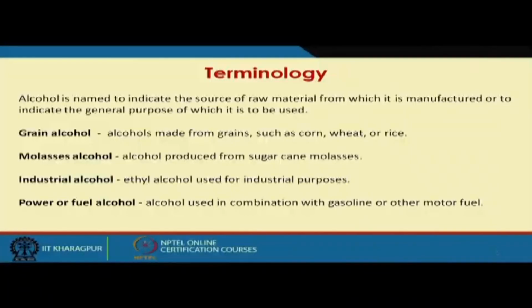In the case of grain alcohol, this alcohol is produced from grains such as corn, wheat, and rice. Molasses alcohol is produced from molasses, maybe cane molasses or beet molasses. Industrial alcohol is used for industrial purposes.